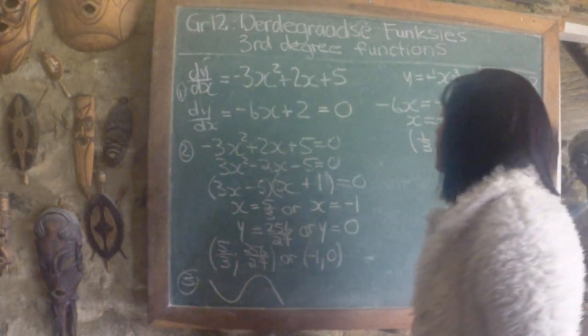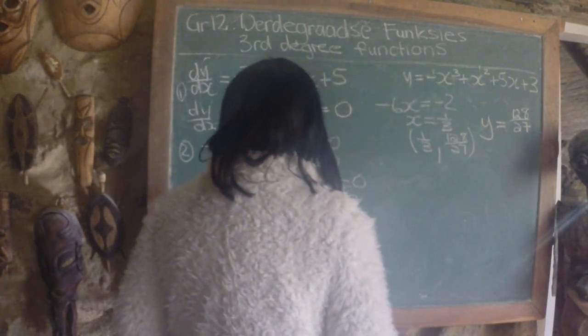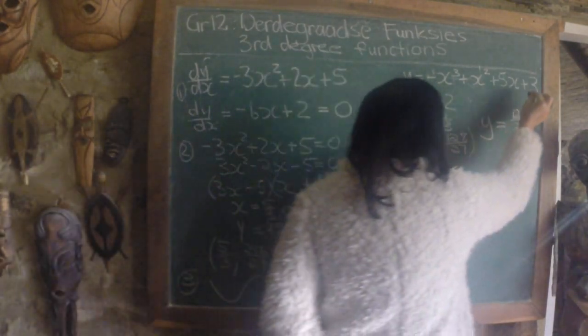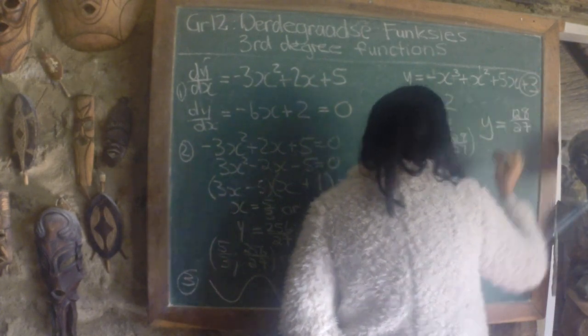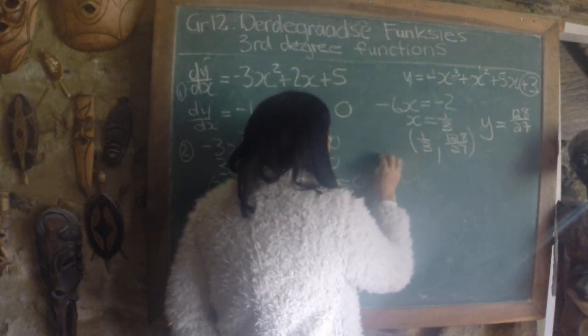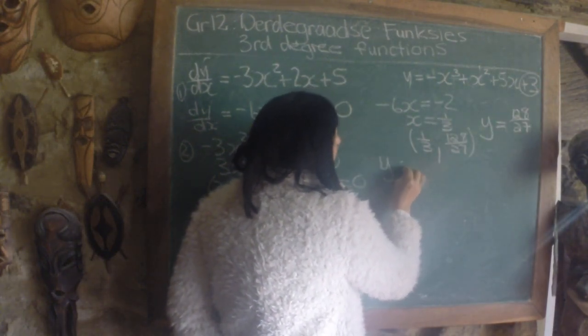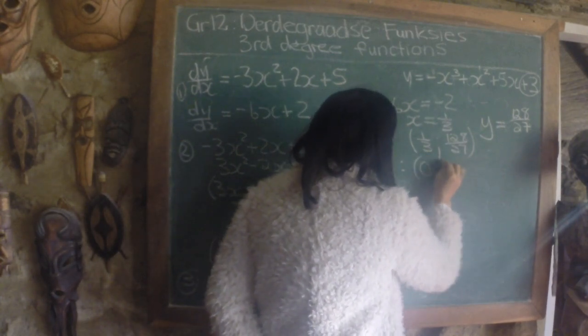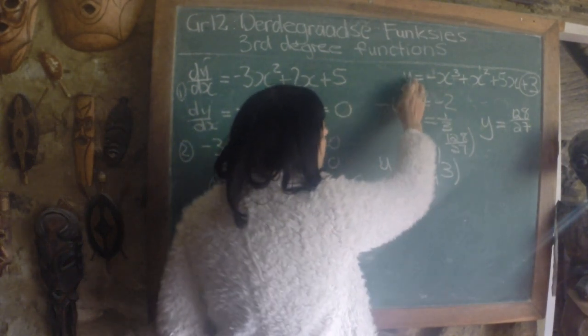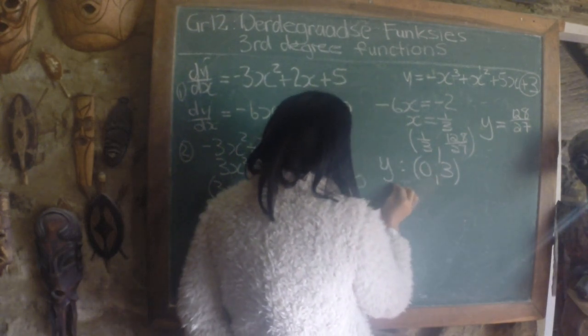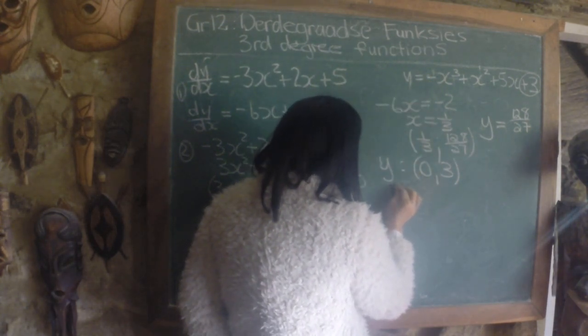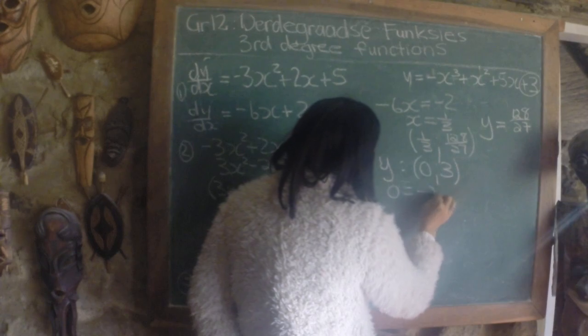Now our x-intercepts and our y-intercepts. In the original formula, we'll get our y-intercept over there. Our y-intercept is going to be 0, 3. Our x-intercept is where we equals y to 0. We determine our x-intercept.